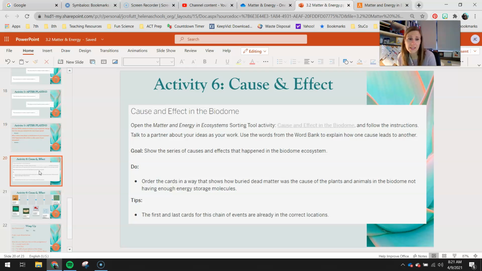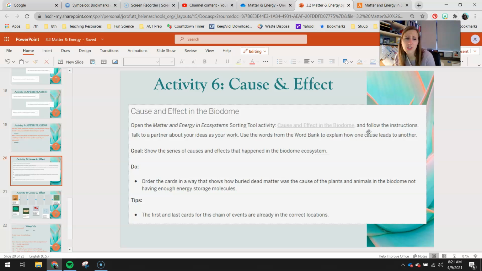All right, last little section. Activity 6, cause and effect. So, cause and effect in the biodome. Open the matter and energy and ecosystem sorting tool activity. It's actually on the next slide, so you don't have a link for that. And follow the instructions. You need to talk to a partner about your ideas as you work. Use the words from the word bank, and you don't have to worry about that in your discussion, as a lot of you don't have a partner at home anyway.